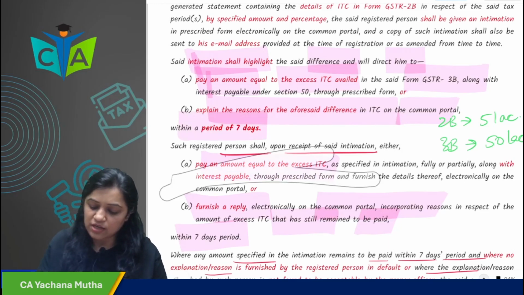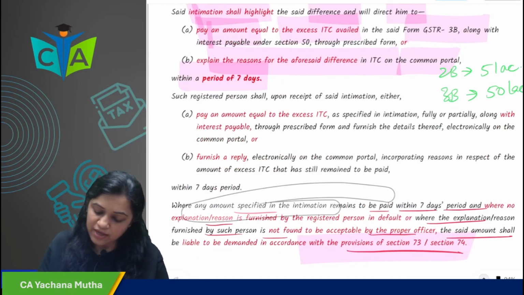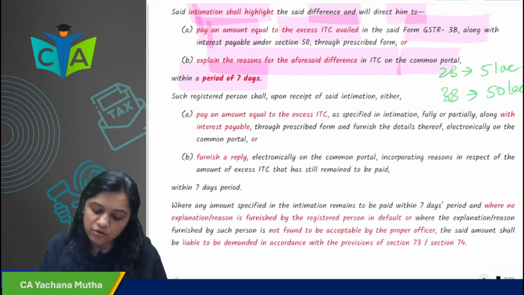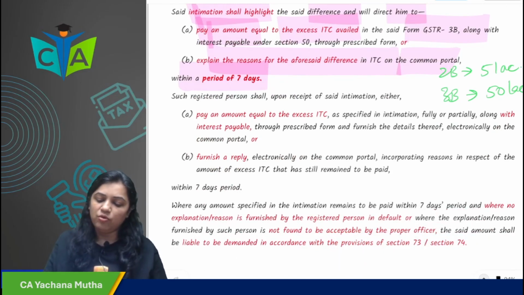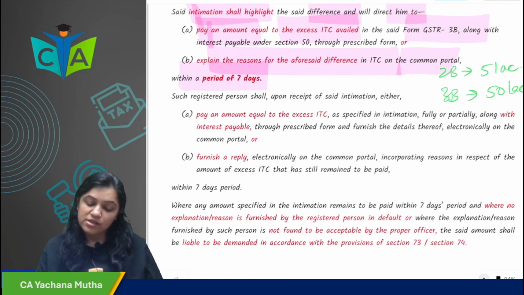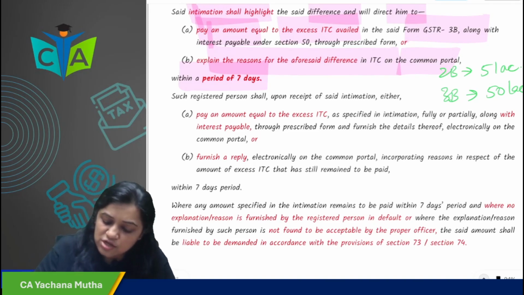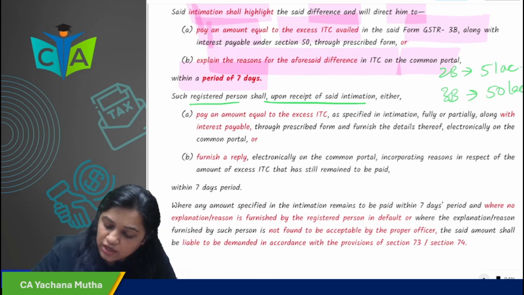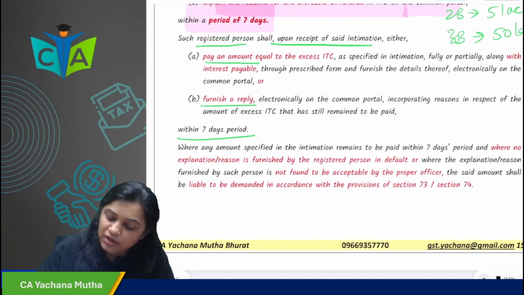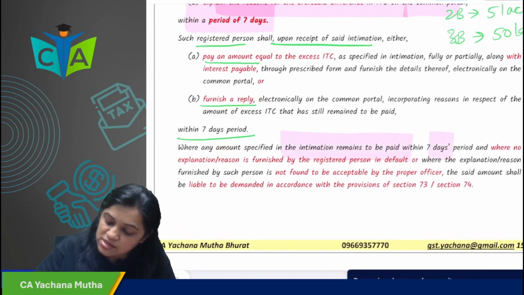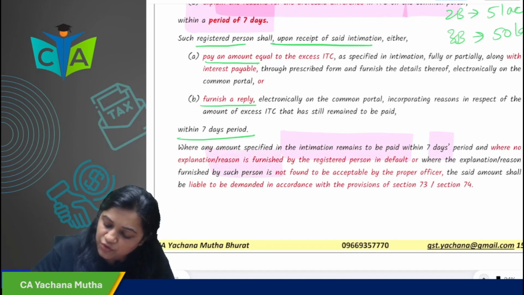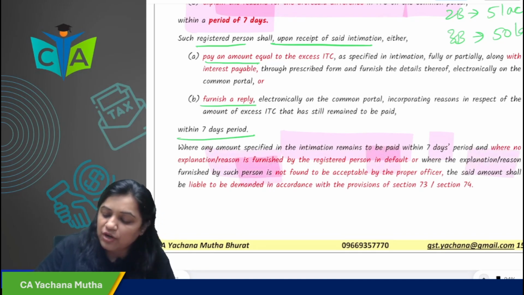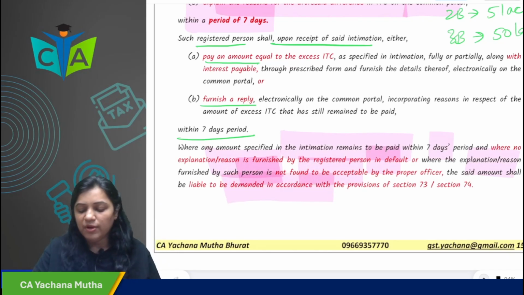Within a period of 7 days, either you have to pay the excess ITC or you have to explain the reasons. Upon receipt of the intimation, the registered person will either pay or furnish a reply within 7 days. Where the amount specified remains unpaid within 7 days, and where no explanation is furnished or the explanation furnished is not acceptable to the officer, in that case the amount will be demanded according to 73-74.